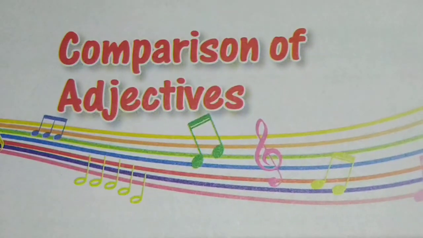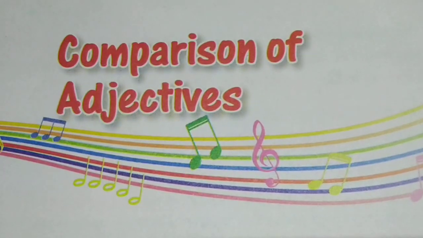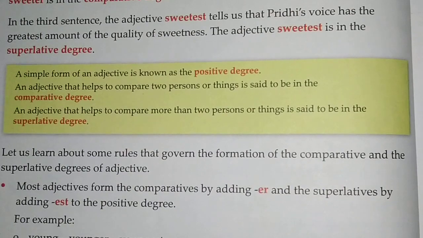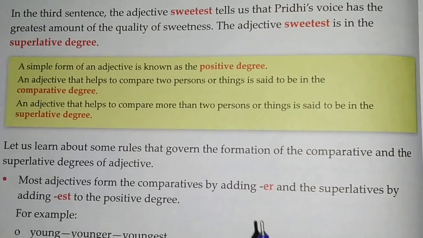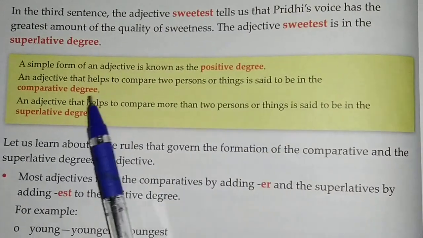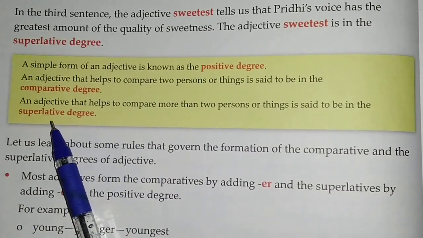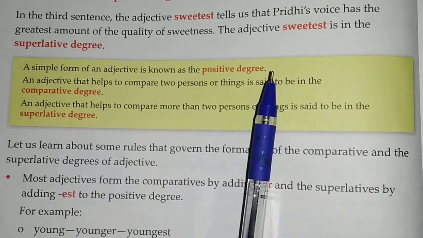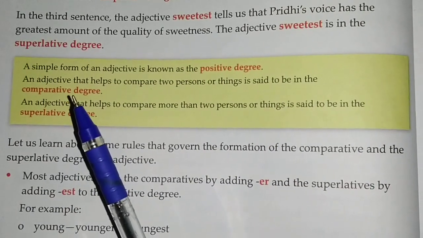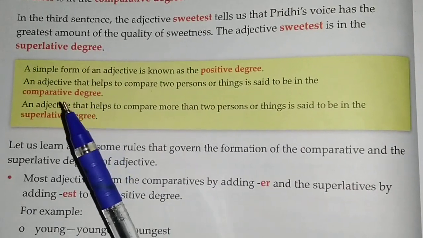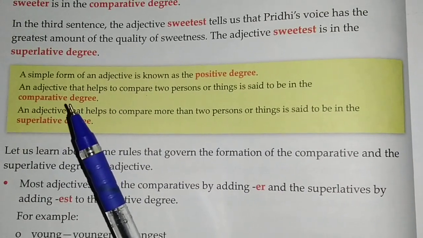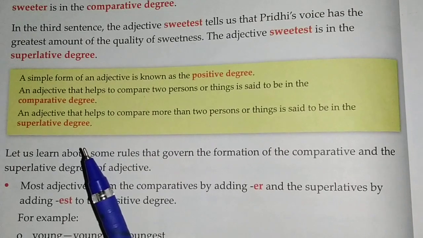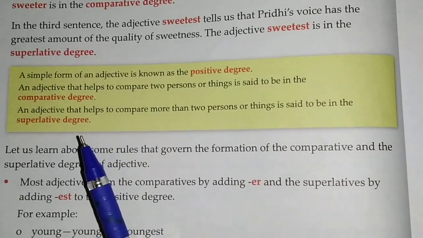Now we will learn comparison of adjectives. There are 3 degrees of comparison. These are positive degree, comparative degree and superlative degree. The simple form is known as positive degree. When we compare two things, two people, we use comparative degree. But when we compare more than 2 people or more than 2 things, we use superlative degree.